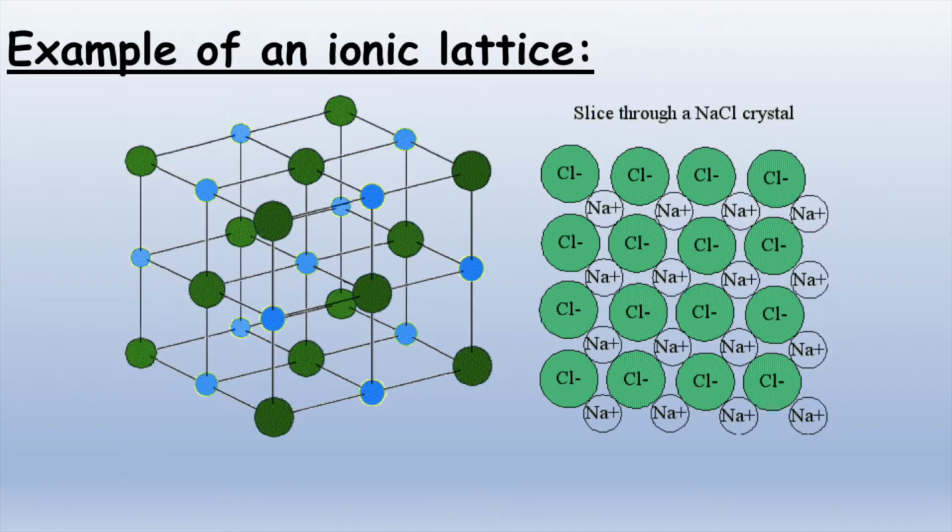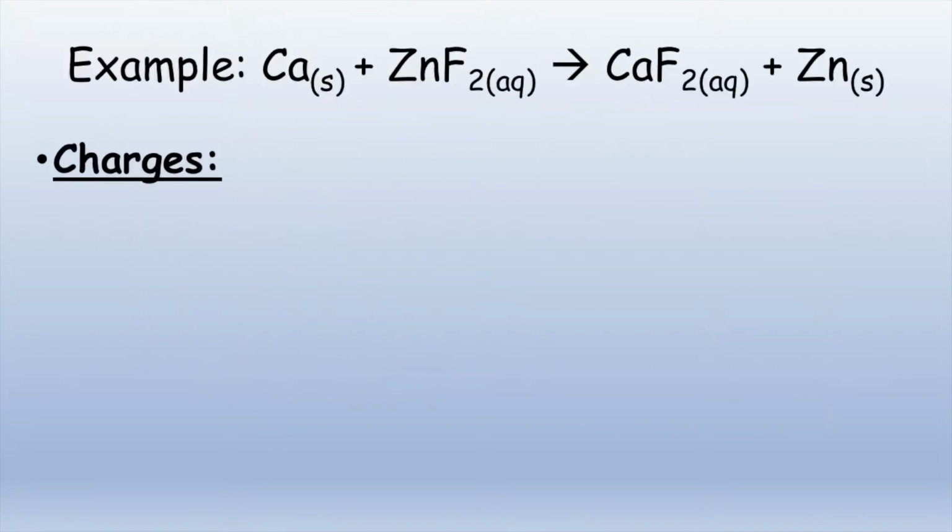Oxidation and reduction occur within ionic compounds. This is because the metal loses electrons and the non-metals gain electrons during the bonding process. This is what forms the electrostatic attraction between the two. I've used a displacement reaction as an example. Calcium is more reactive than zinc, therefore it can displace the zinc from a solution of its salts. This leaves calcium fluoride in a solution and zinc as a metal solid.